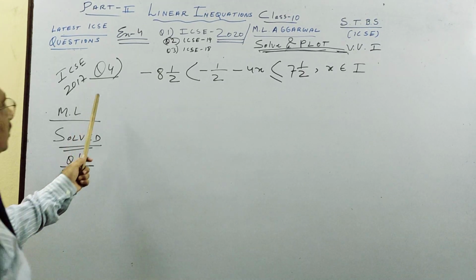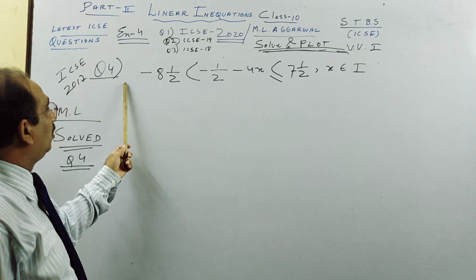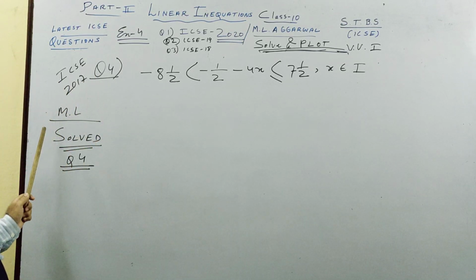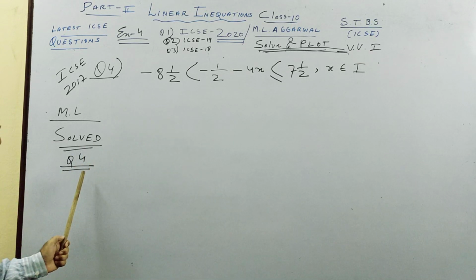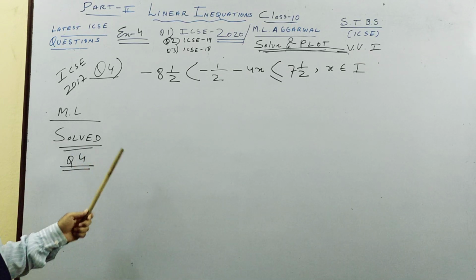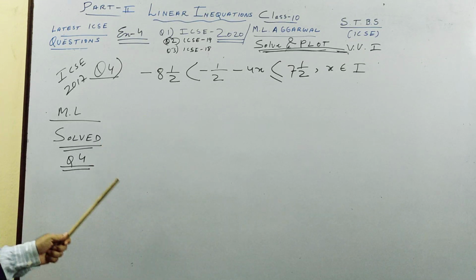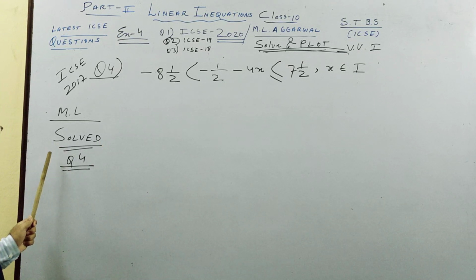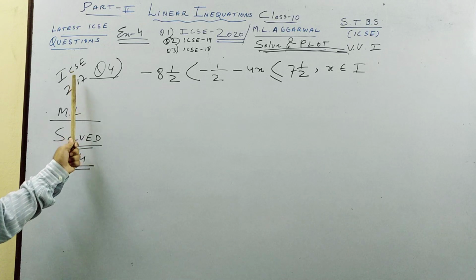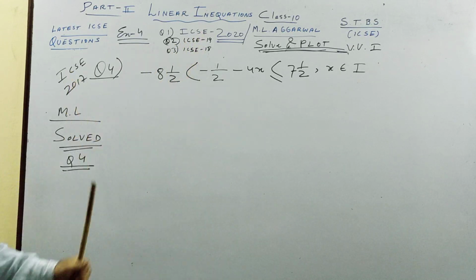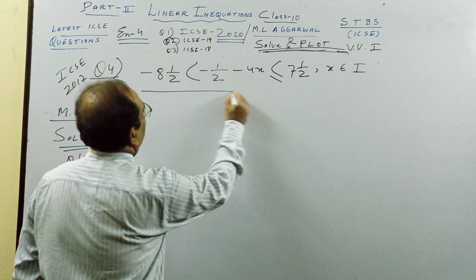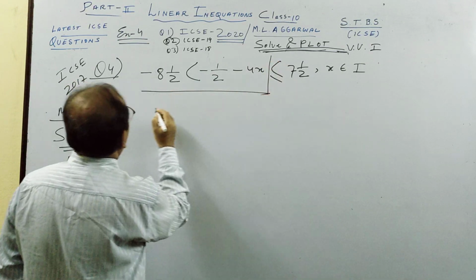So the last question for today is question 4, which is actually ML Agrawal's solved. I don't do solved, but you see the way I do and the way it is given in the book. Then you can understand one sum can be approached in different ways. So the last sum is solved. Question 4 of ML Agrawal, ICSE 2017. I have already done 20, 19, 18, last sum. So once more, let us start.